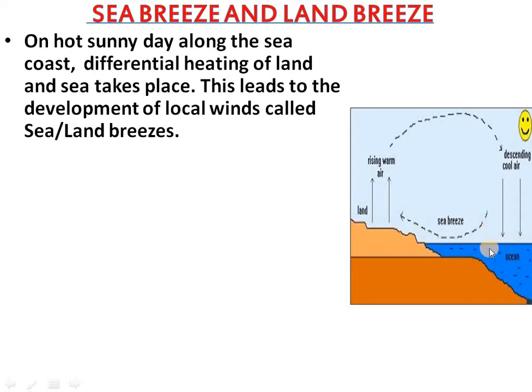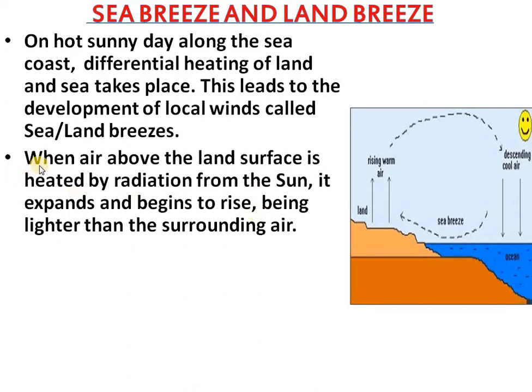During the daytime, what happens? The land, the shore, will be readily heated. Its temperature will go up very fast compared to the sea. So a low pressure is created over the land and a high pressure over the sea. As a result, wind flows from the sea to the land. This is called a sea breeze. Something which blows from sea to land is called a sea breeze.